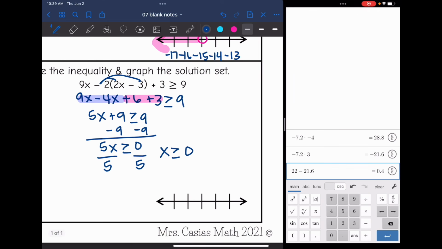So I have my solution set. I just need to graph it now. 0 goes in the middle, negative 1 and negative 2 right below it, and then 1 and 2 right above it. We're going to have a closed circle on 0 since it is included, and the numbers that are greater than or equal to 0 are 1 and 2.